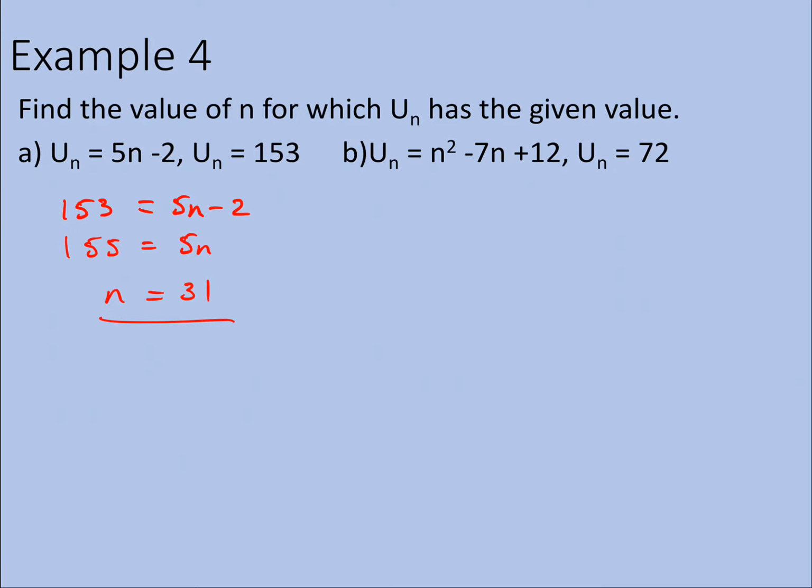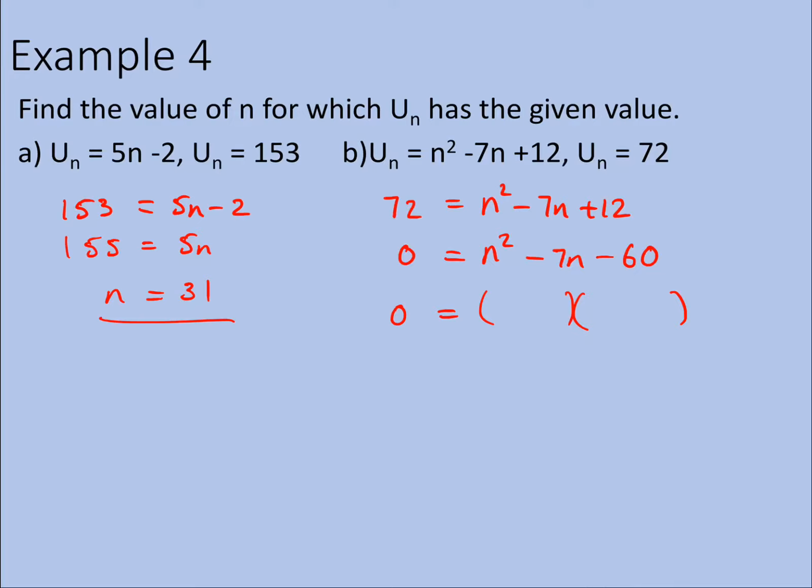Let's try b then. It's a little bit more complicated. So in this case we've got that 72 is the value we're looking for, and the nth term is n squared minus 7n plus 12. So really this has just now become a quadratic problem to solve. If we take 72 from both sides, then we've got n squared minus 7n minus 60. Okay, I'm sure you know how to solve a quadratic. If not, it's an essential skill really for this year, so you need to get up to speed pretty quickly.